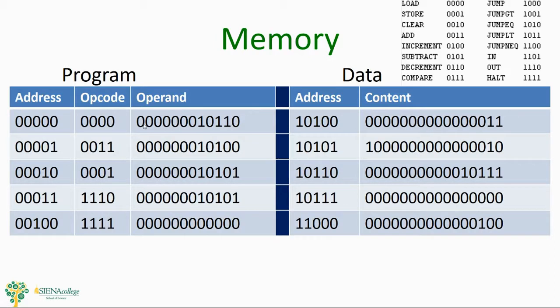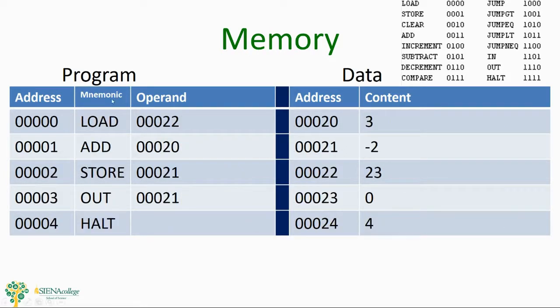So instead, if we look at it as decimal numbers and mnemonics, we would see this. At address locations 0 through 4, we have our program. At locations 20 through 24, we have some data. Load what's in location 22, in this case the value 23, put it in the register. Add what's in location 20 to the register, take what's in the register and store it in location 21, and then print out what's in location 21. Short description of what this program does.